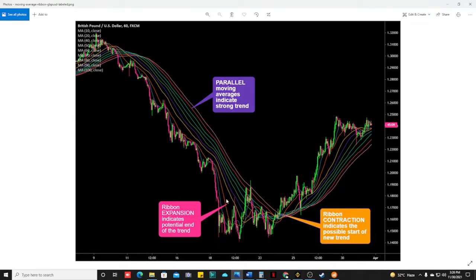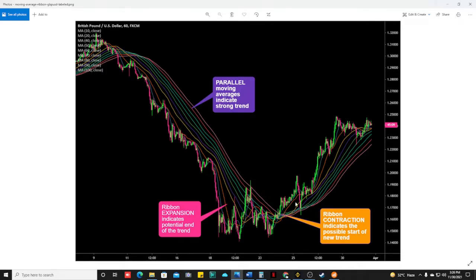So there's a ribbon expansion. There's a big space here. It expanded. So it indicates the end of the trend. Okay? So now what happens? Ribbon contraction indicates the possible start of new trend. Now there's a contraction. Okay?